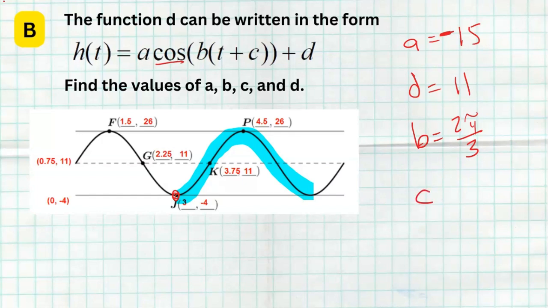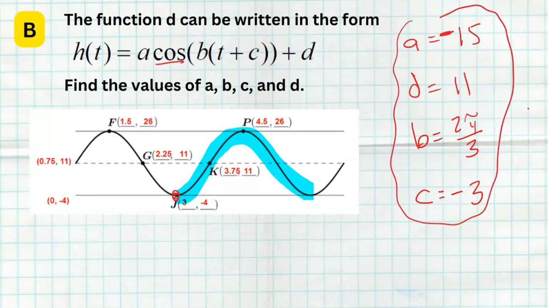And the C value is where that starts. Where does the section of the graph that you're building start? Well, this graph starts at 3. Again, traditionally cosine starts at 0, but I'm starting to the right 3, so I need a negative 3 for my C value. So there's another set of possible answers for A, D, B, and C.